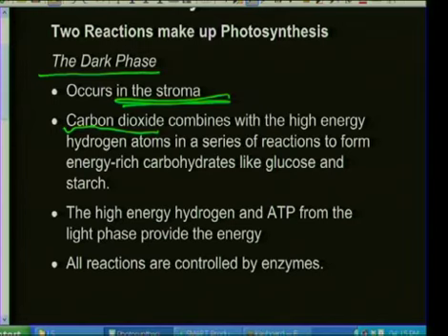Carbon dioxide combines with high energy hydrogen atoms in a series of reactions. That means there are many reactions that take place to form energy rich carbohydrates. So there's a whole lot of transformations that take place with carbon dioxide and hydrogen. Where does the hydrogen come from? It comes from the light phase, NADPH. So the hydrogen comes from there.